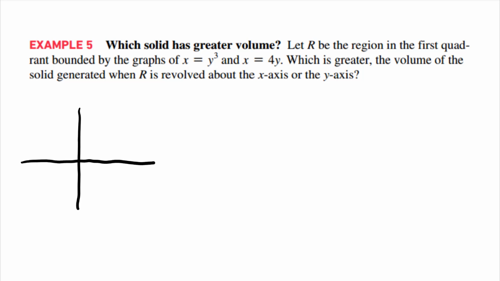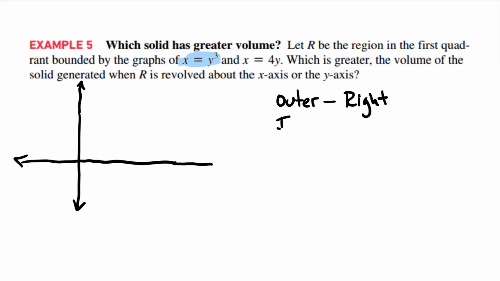So now you get my crappy pictures. We're only dealing with the first quadrant. So we have to be able to draw x equals y cubed. We have to know which one's going to be our outer and which one's going to be our inner. When we're going about the y-axis, the outer is the thing that's to the right, and our inner is what is to the left. Can you draw x equals y cubed? Do you know what that looks like?